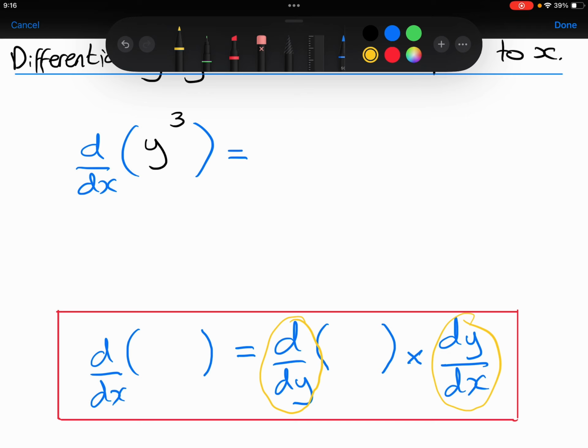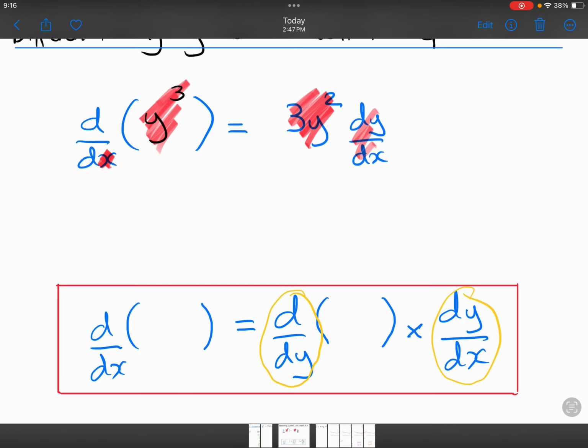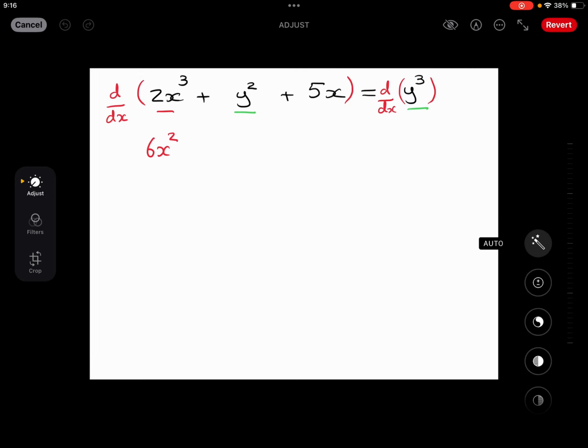So, as an example, if I'm differentiating y cubed with respect to x, I'll differentiate it with respect to y, which would be 3y squared, and then I'll multiply it by dy by dx. So, just to repeat, if I want to differentiate a y term with respect to x, I can differentiate it with respect to y and then multiply it by dy by dx. So now we know that, let's come back to this example.